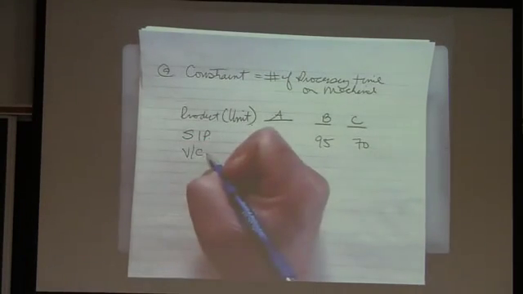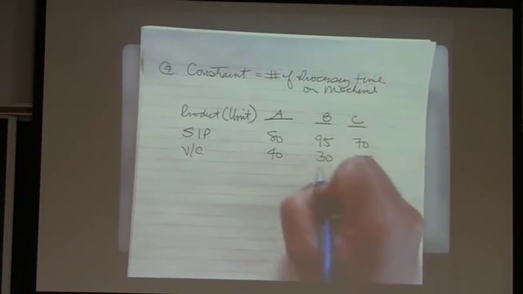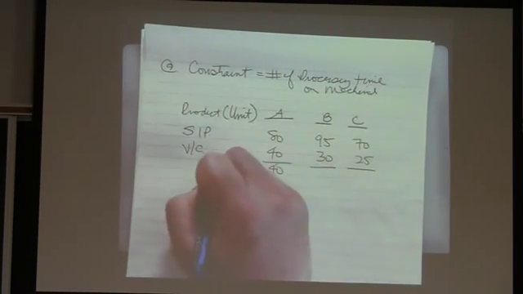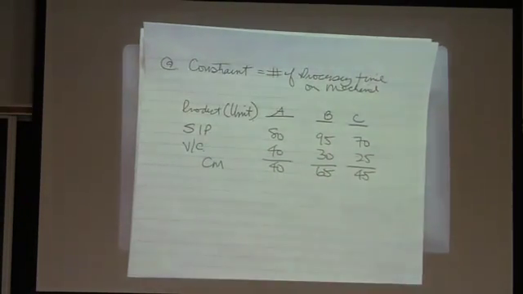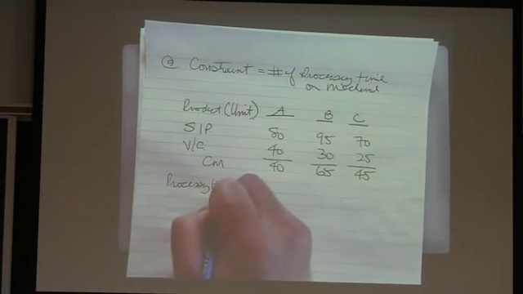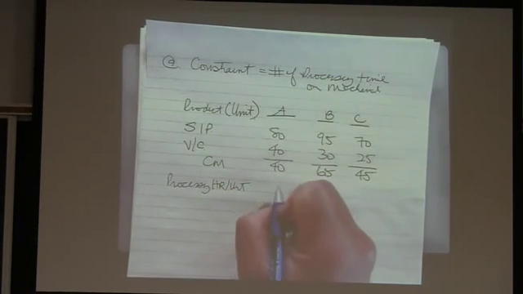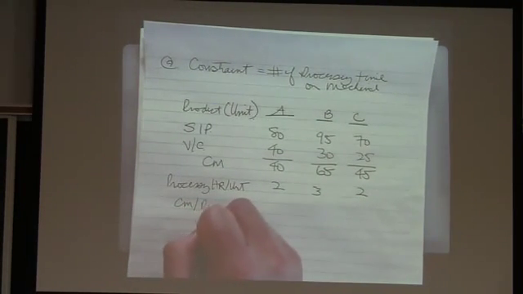Variable cost is 40, 30, and 25. So the contribution margin is 40, 65, and 45. One would think that we would do B first, then C, then A, based on contribution margin. But because processing time is the constraint, we need to calculate the contribution margin per processing time.